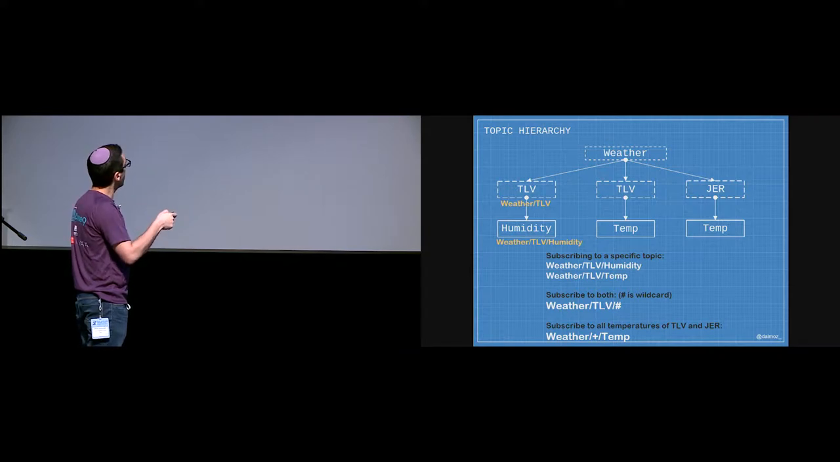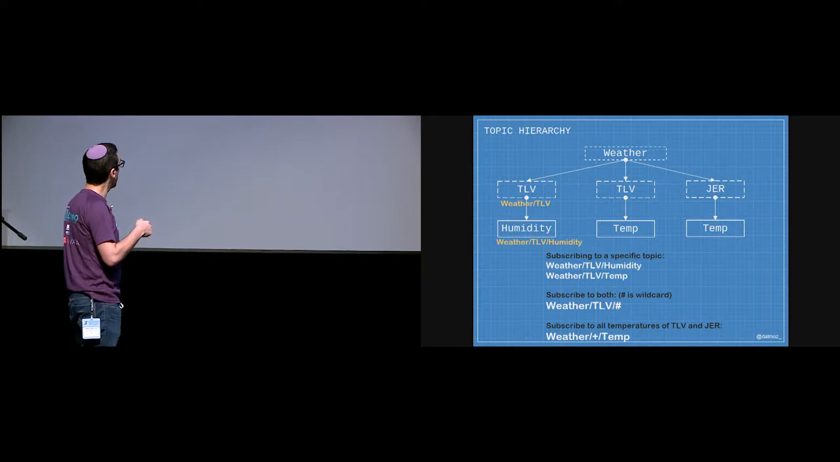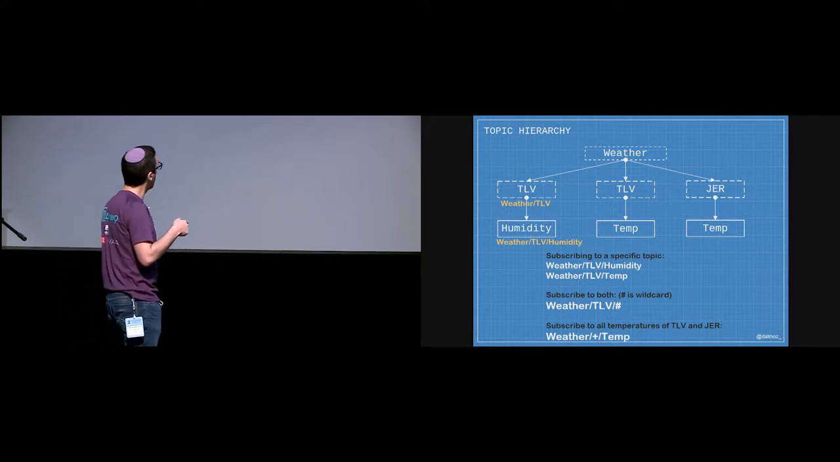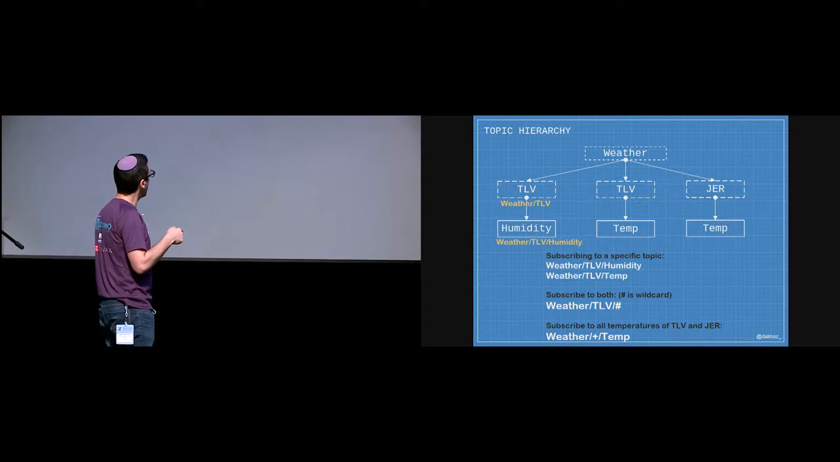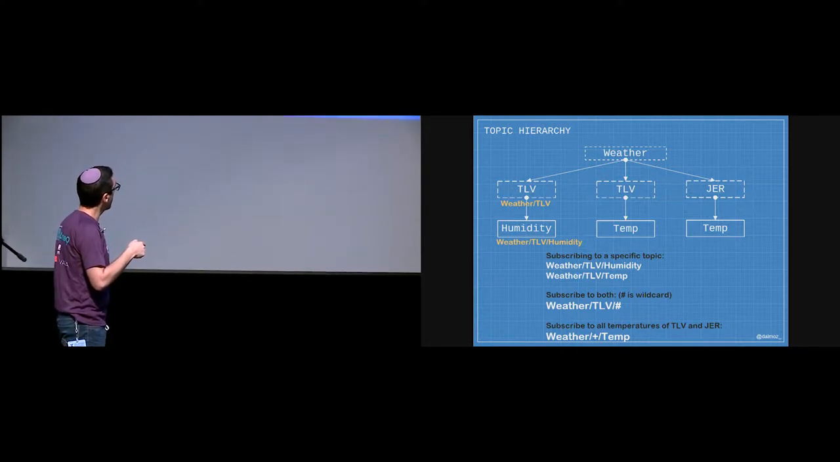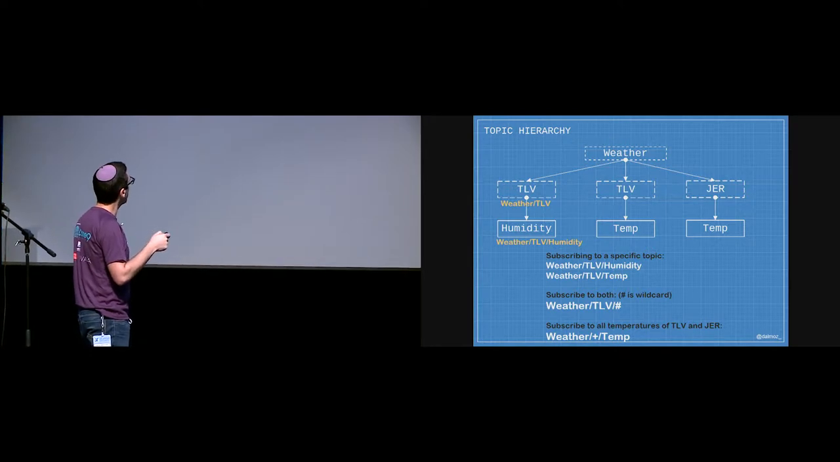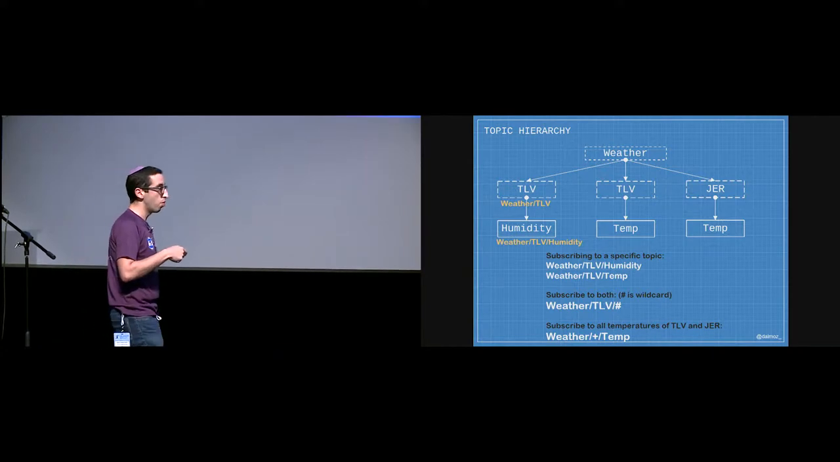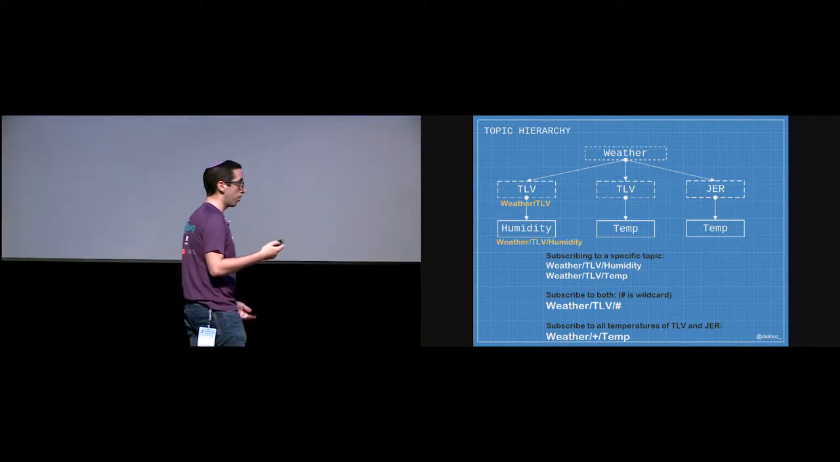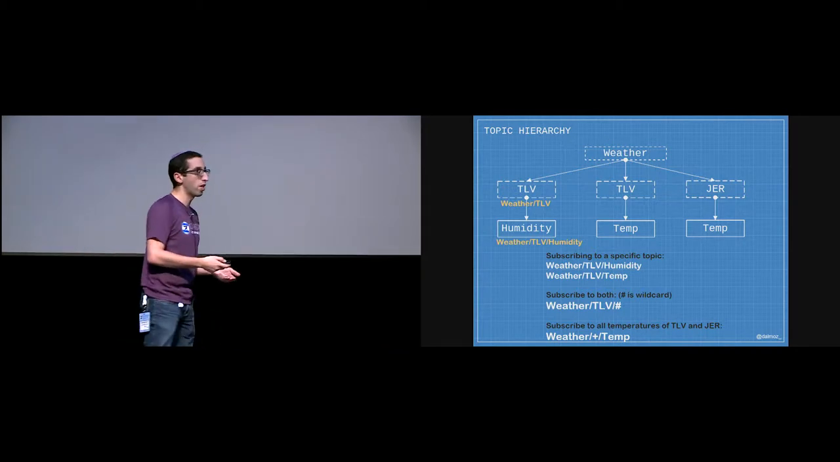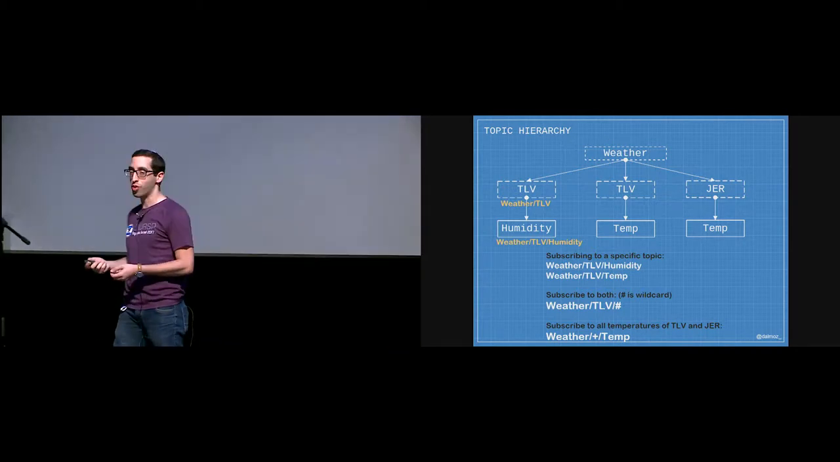On the other hand, we also have weather/JER for Jerusalem, and then temp for Jerusalem. If he wants to subscribe to both humidity and temp, he can subscribe to weather/TLV/ and the pound symbol. Now you will be subscribed to both humidity and temp. On the other hand, if you want to subscribe to TLV temp and Jerusalem temp, you just need to say weather/+/temp. So you will be subscribed to any city that is publishing temperature to this broker.